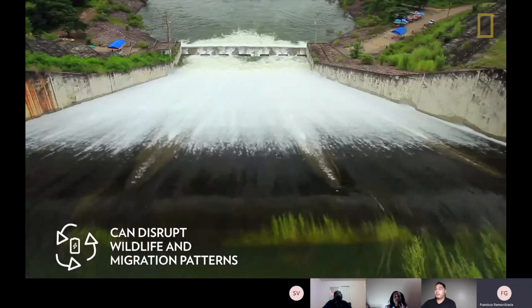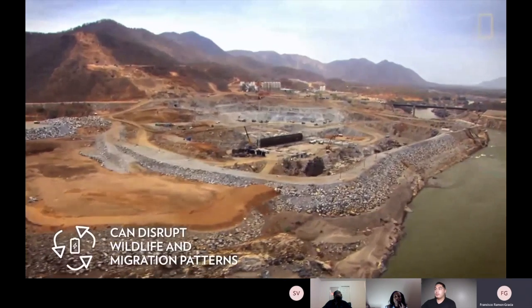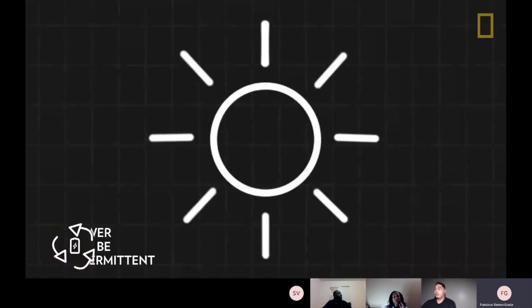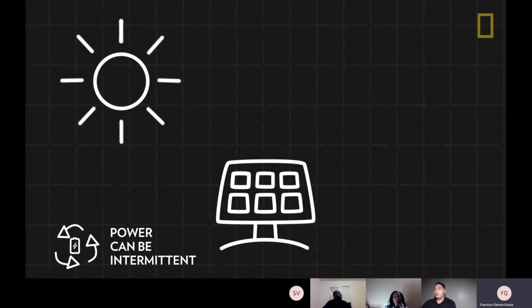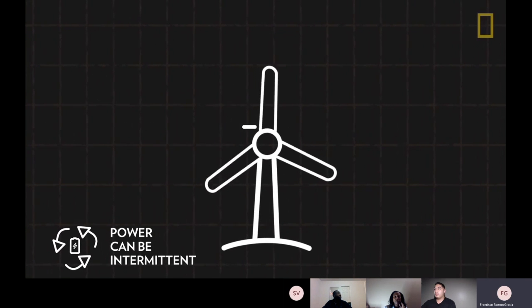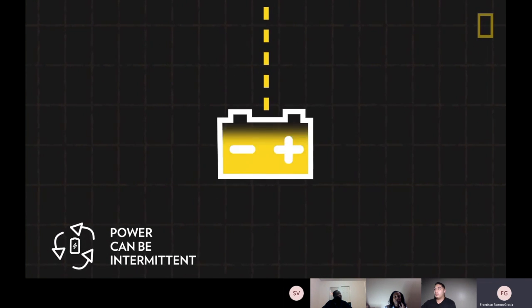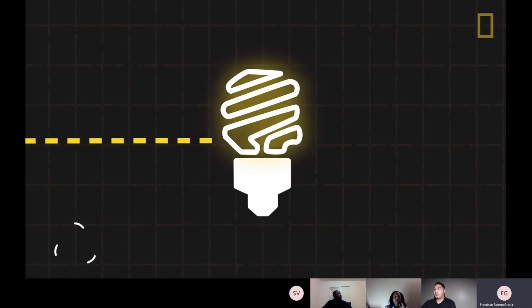Building wind farms and dams can disrupt wildlife and migration patterns and lead to ecological destruction. Both solar and wind energy are intermittent. They only generate power while the sun is shining or while the wind is blowing. Batteries can store excess energy for later use. However, they are often costly.